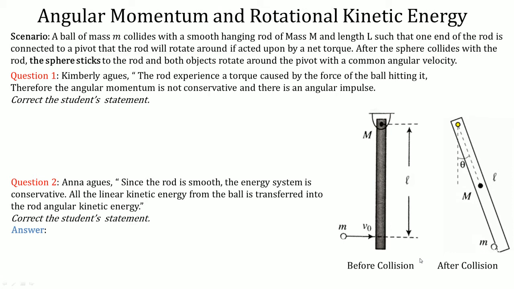Here's the scenario. A ball of mass m collides with a smooth hanging rod of mass M and length L, such that one end of the rod is connected to a pivot that the rod will rotate around if acted upon by a net torque. After the sphere, which is the ball, collides with the rod, the sphere sticks to the rod and both objects rotate around the pivot with a common angular velocity.